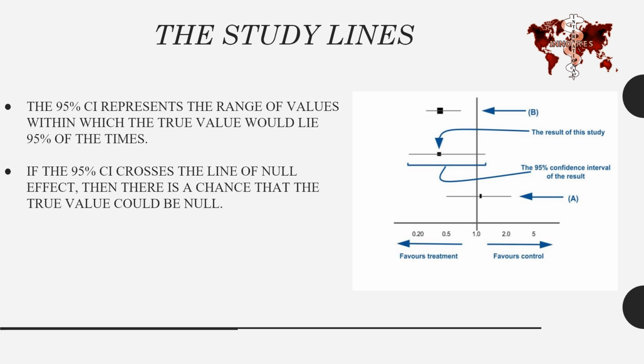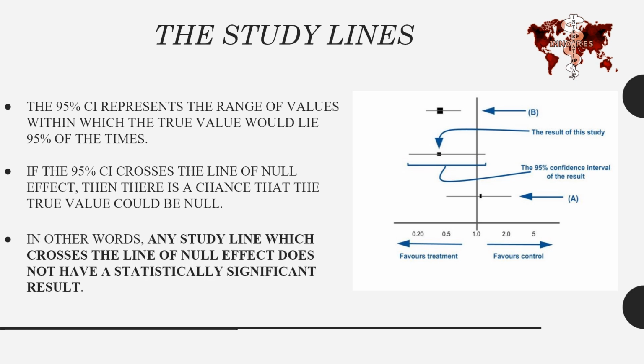The 95% confidence interval represents the range of values within which the true value would lie 95 out of 100 times. If the 95% confidence interval crosses the line of null effect, it means that there is a chance that the true value could be null. In other words, any study line which crosses the line of null effect does not have a statistically significant result.